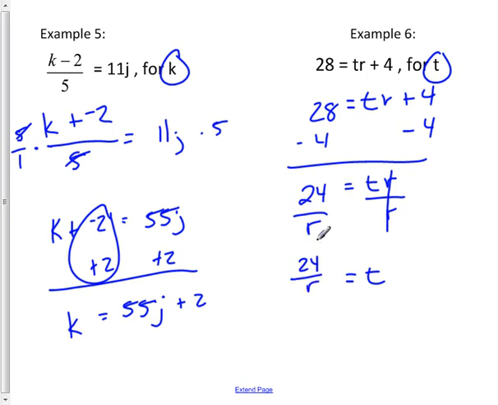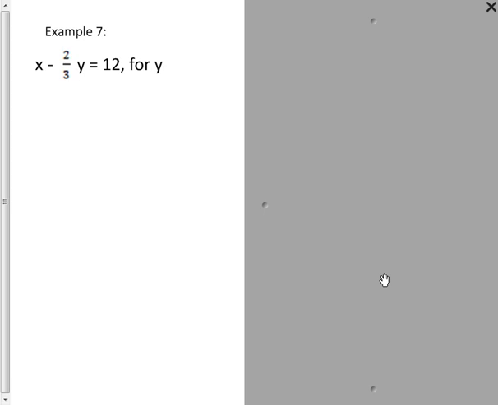Now I don't know what r is, so I'm done right there. As soon as I know what r is, I can plug it in and find t, and that's the whole purpose here. We're trying to set it up to solve for t. All right, 2 more examples left. This one we're going to solve for y.